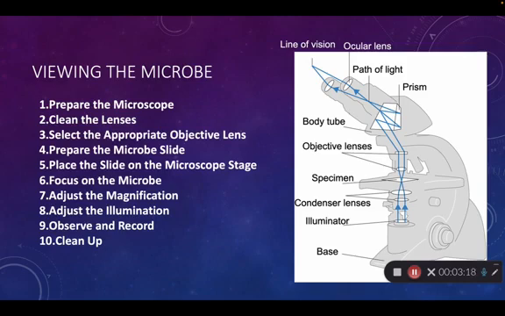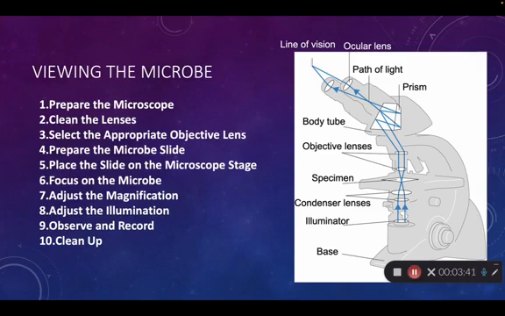Then we adjust the magnification. If you need more detail, switch to a higher magnification objective lens, for example 40x or 100x. Be careful not to touch the slide with the lens, or the slide may become damaged. Adjust the illumination. Adjust the light intensity using the microscope's control to achieve the desired brightness. Too much light can wash out the image, while too little light can make it hard to see.